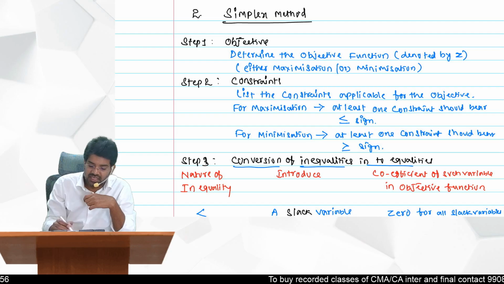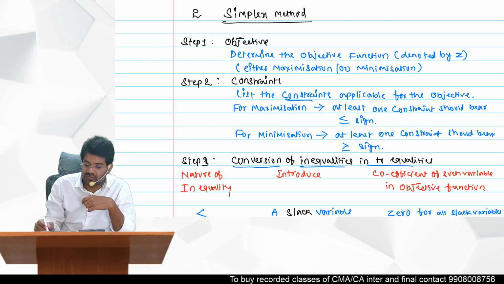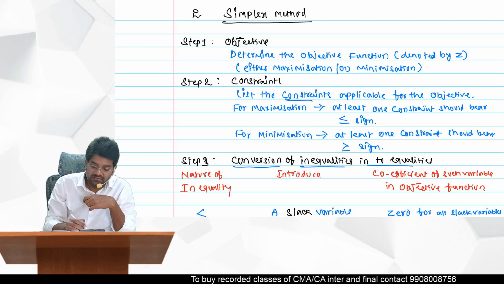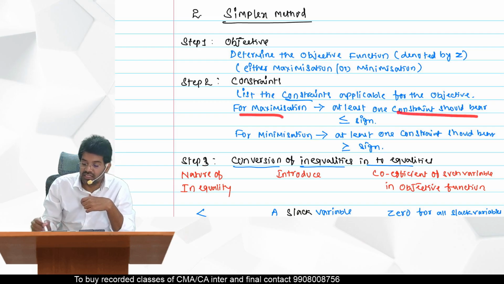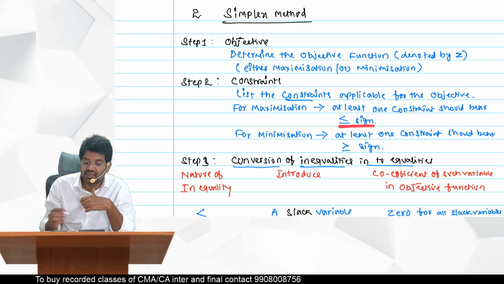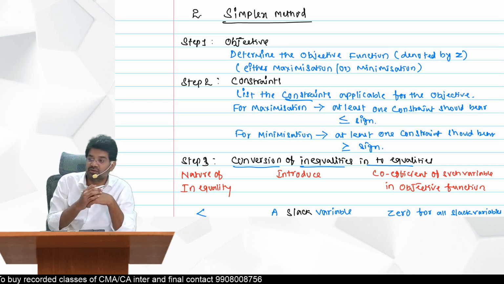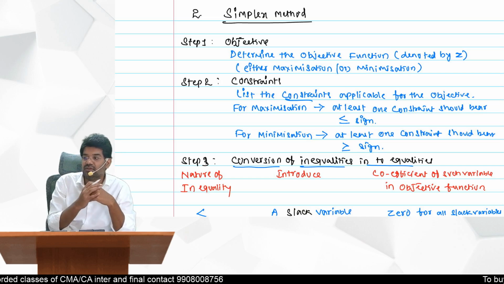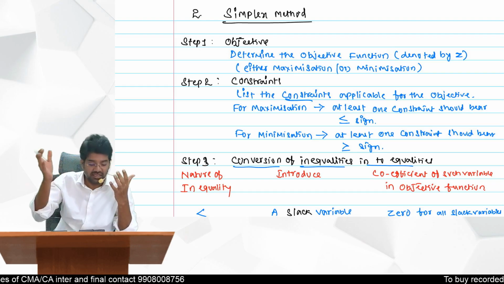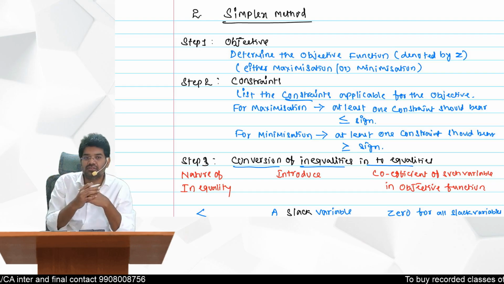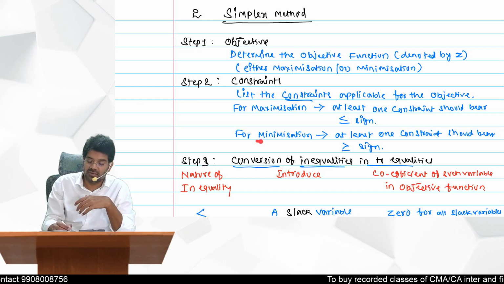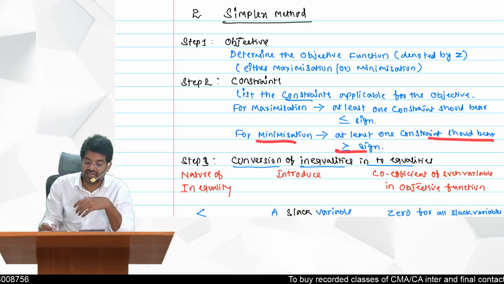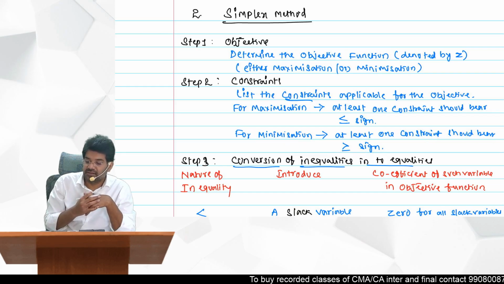Constraints: list the constraints applicable for the objective. For maximization, at least one constraint should bear a less than or equal to sign. So when you are taking constraints, if it is a maximization, generally we will have less than or equal to constraints; at least one you should have. For minimization, at least one constraint should bear a greater than or equal to sign.